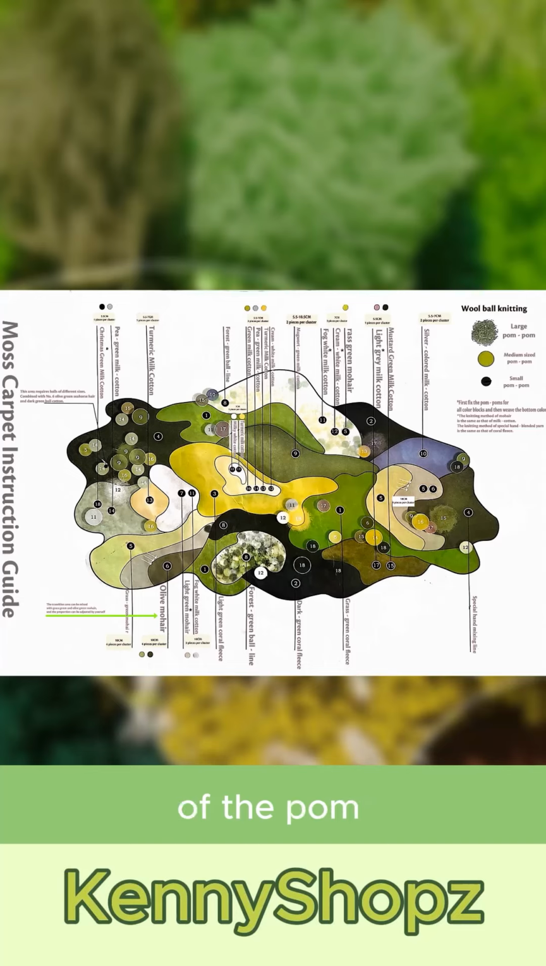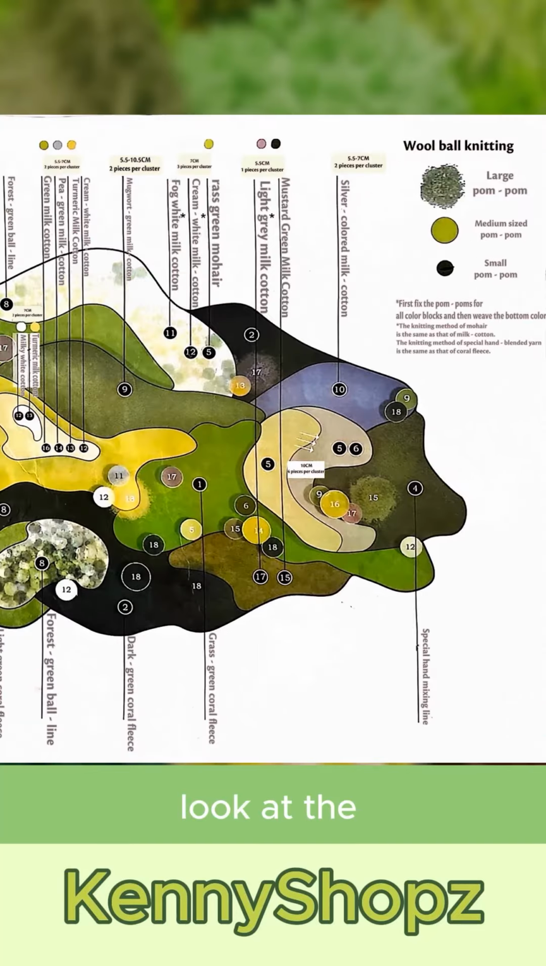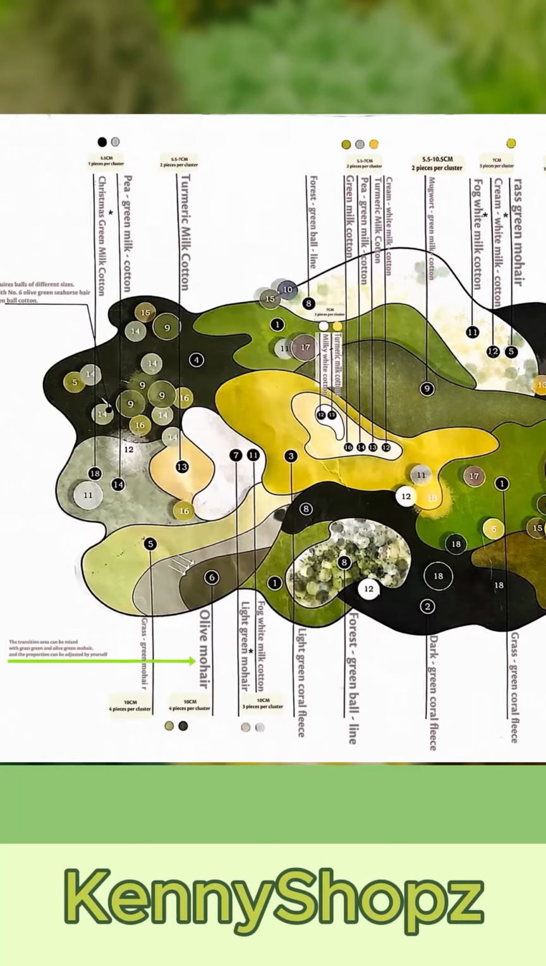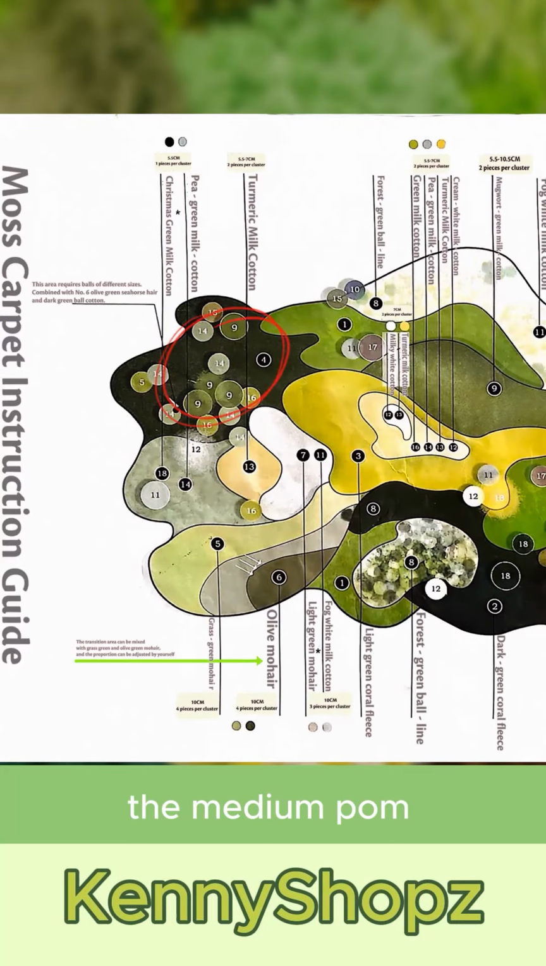Finally, the legend of the pom-pom. Look at the upper right corner of the picture. There are 3 pom-poms of different sizes. You can also make size correspondence on the legend. The middle legend shows the color of the pom-pom. For example, this is the color 15 of the large pom-pom. This is the color 9 of the medium pom-pom.